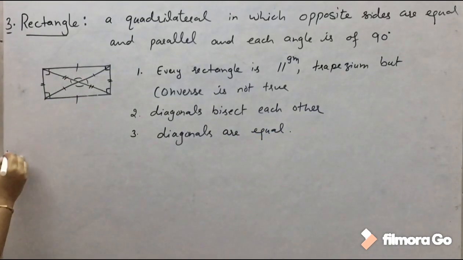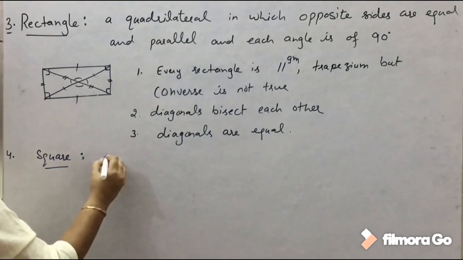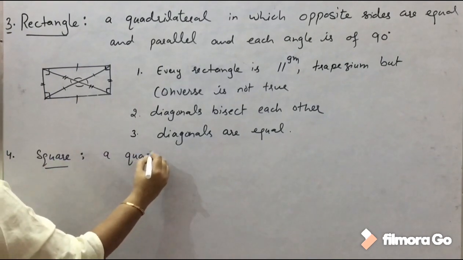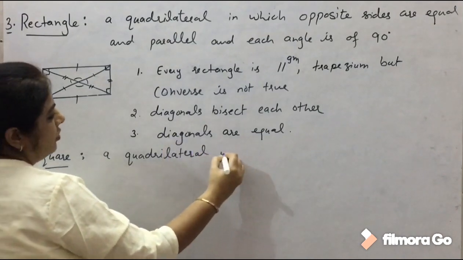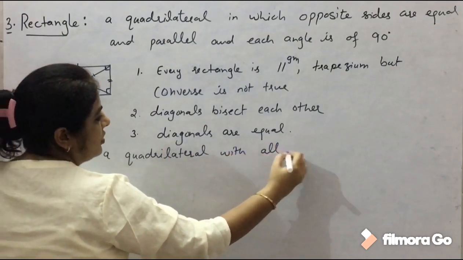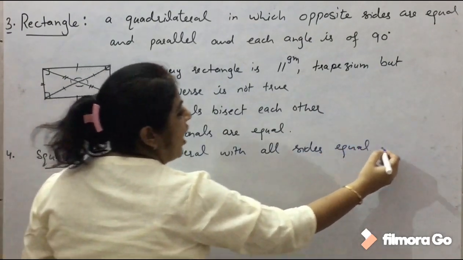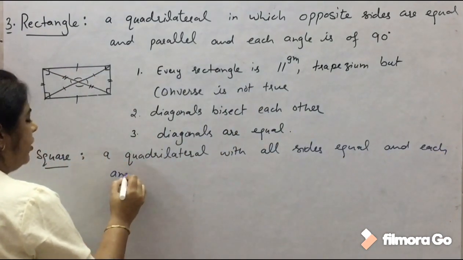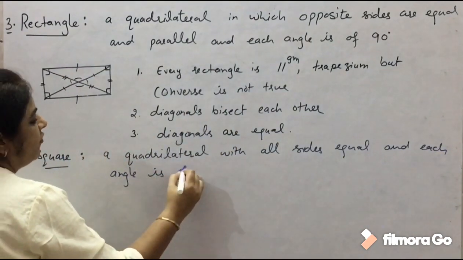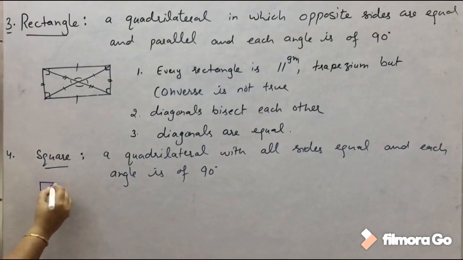Now the fourth is the square. What is a square? A quadrilateral with all sides equal and each angle is 90 degrees. You have seen this shape.